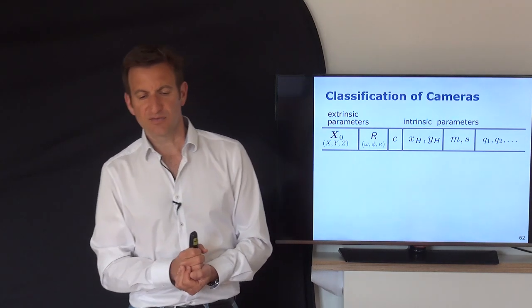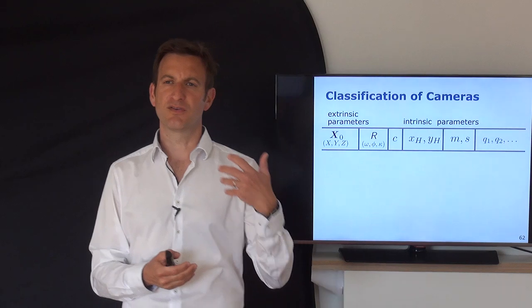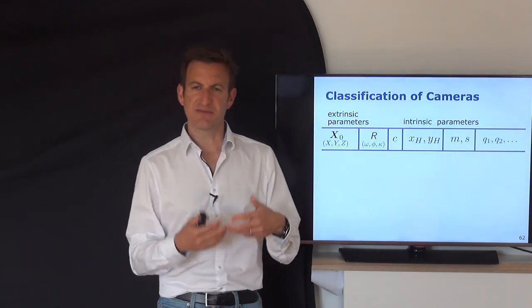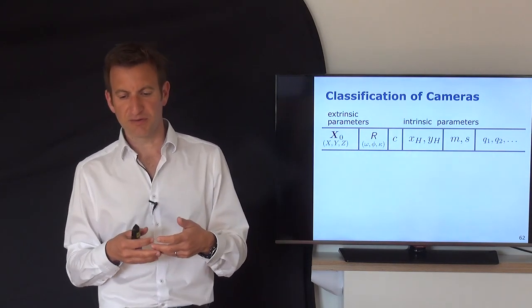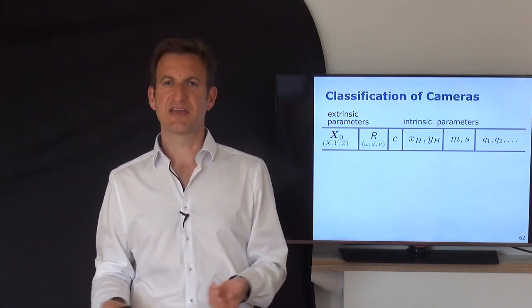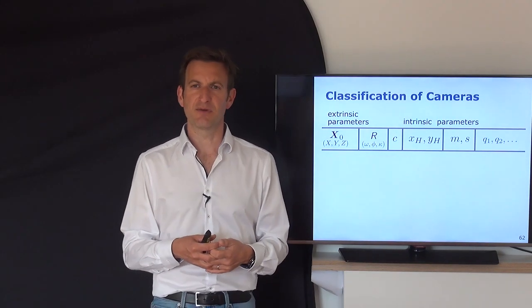Before coming to the end, I want to briefly talk about different classifications of cameras, because different cameras have different names, and there's a different number of parameters. And so if people talk, for example, about a normalized camera or Euclidean camera, at least you should get an idea what that actually means in terms of the parameters.